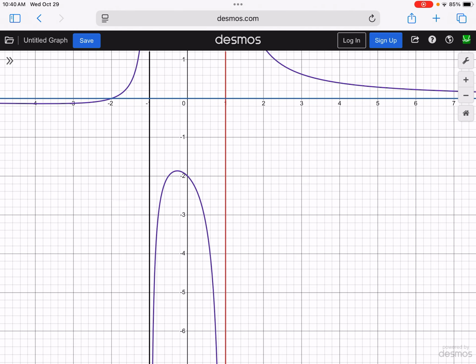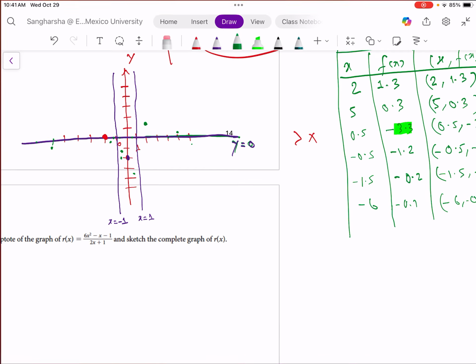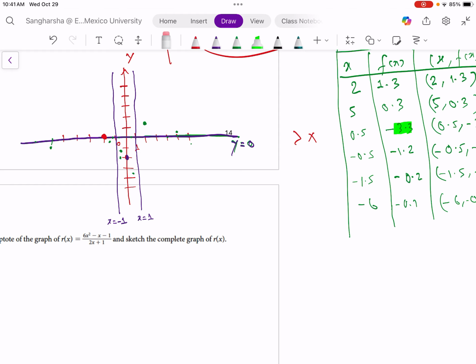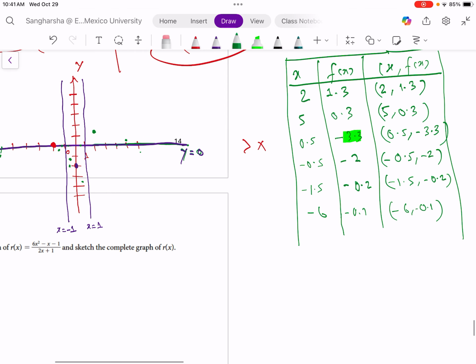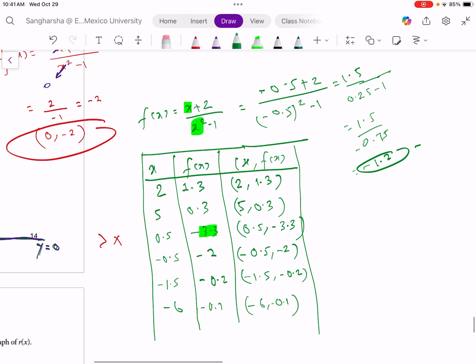So I think we were correct. When our x is negative 0.5, we get negative 2. I think who gave me negative 2? It was correct. So yeah, this was correct. Okay, my bad, I'm sorry. So here, where we end up getting negative 1.2. So this is negative 2.